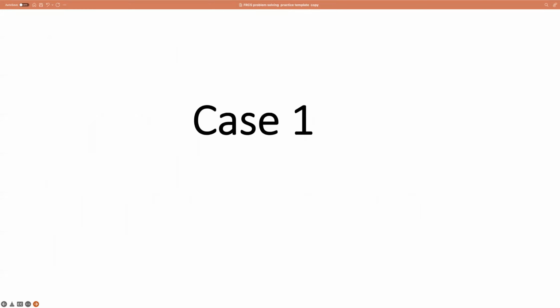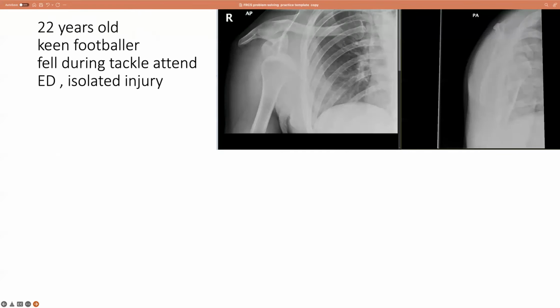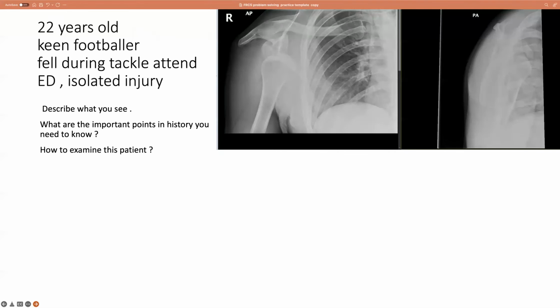Let's go. Case 1. 22 years old, keen footballer, fell during a tackle, attended to ED, isolated injury. Describe what you see. What are the important points in history you need to know? How to examine this patient?